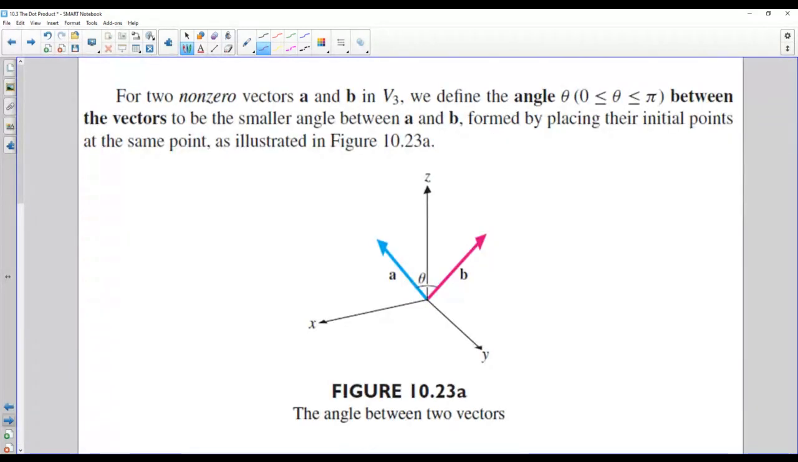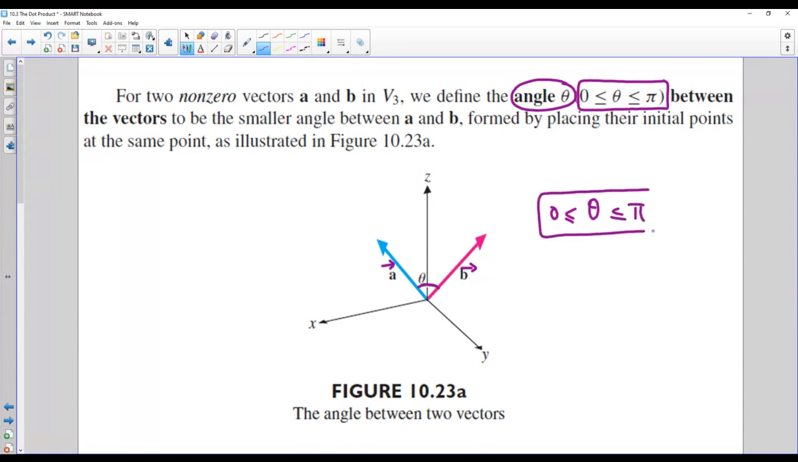Right. Now, this idea of dot product is related to the angle between vectors. So you have a vector A here in blue and a vector B. The angle between them is the angle theta, the small angle, always very important, between 0 and pi. So that is always your angle theta.